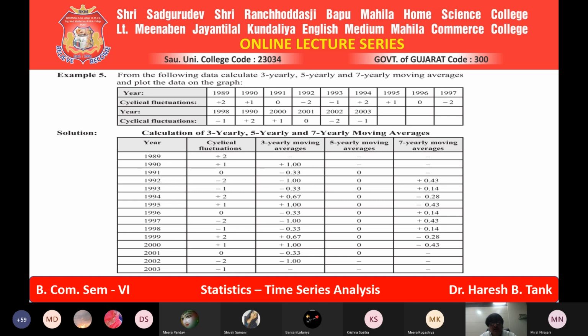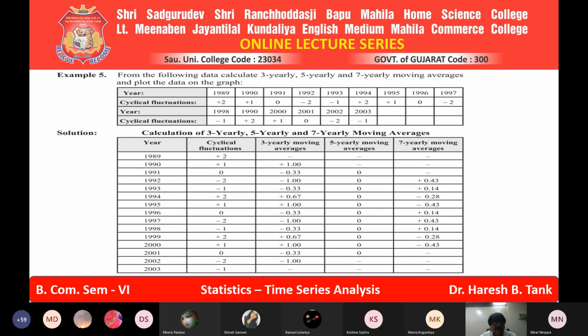Now what are you likely to put? Naturally, +1, 0 and -2. Since it is +1, 0 and -2, the total is -1. Okay. Since the total is -1 and it is a 3-yearly moving average, you have to divide it by 3. That comes to 0.33, that too a negative. So minus 0.33 should come against 1991. Clear?